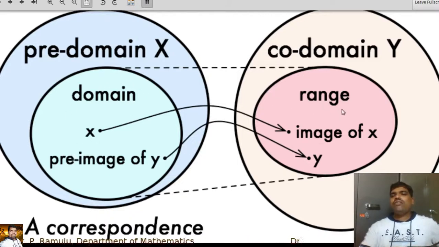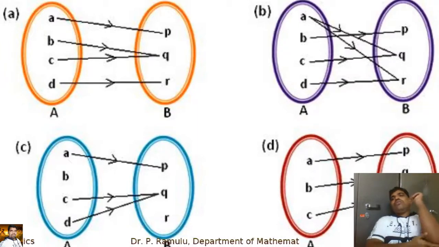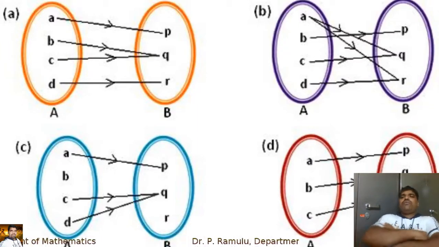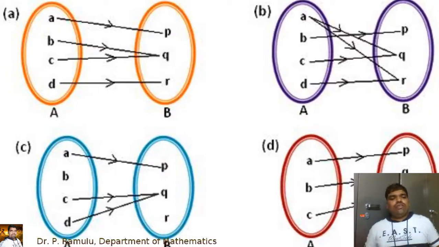Here I'm taking this particular value, that means the elements of x which map to this, we call this the range. If x goes to f of x, this value I'm taking is the image of x. If I'm denoting f of x by y, then x is called the pre-image of y. So this thing you have to remember. Okay, so in terms of sets, how the function works here, be careful, you have to remember all these things.